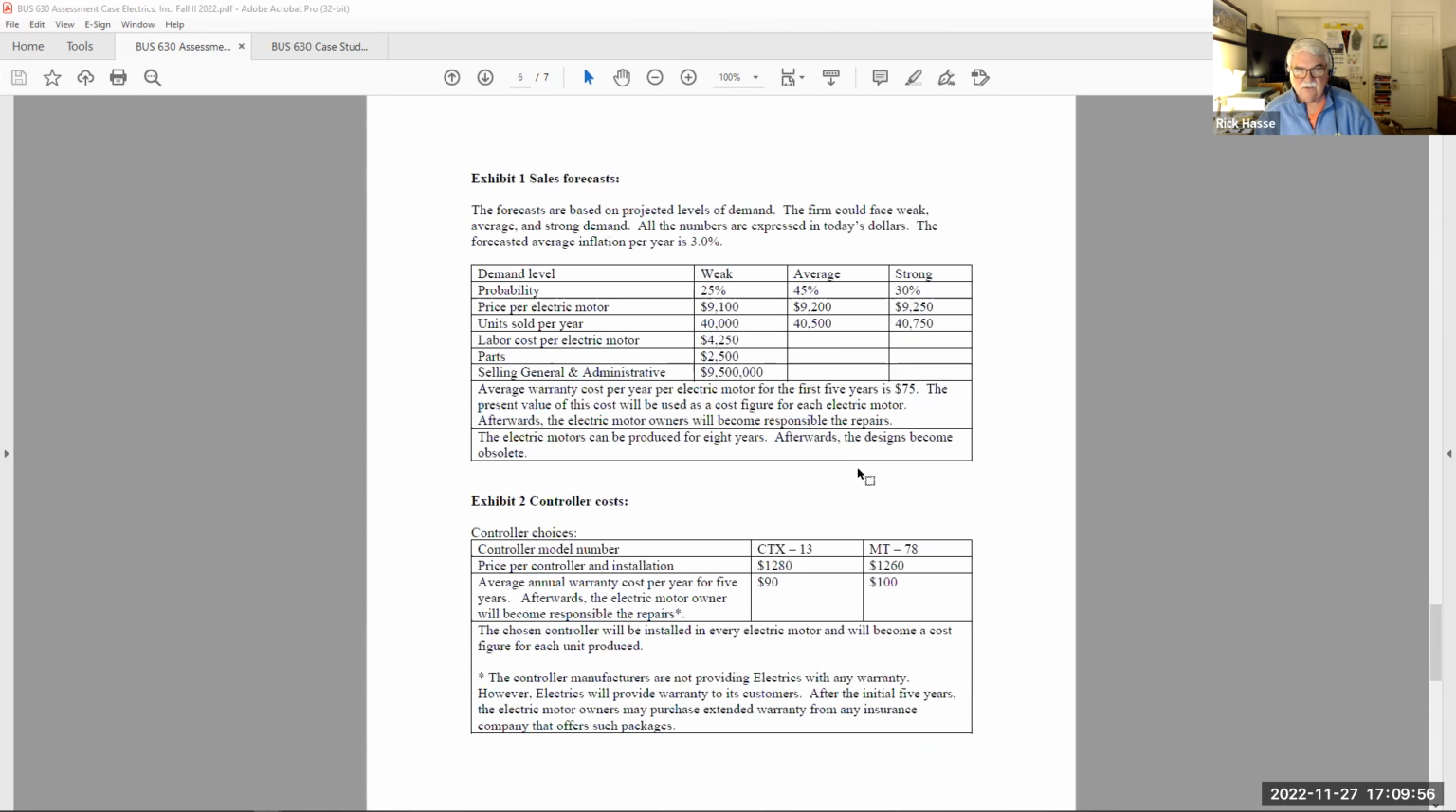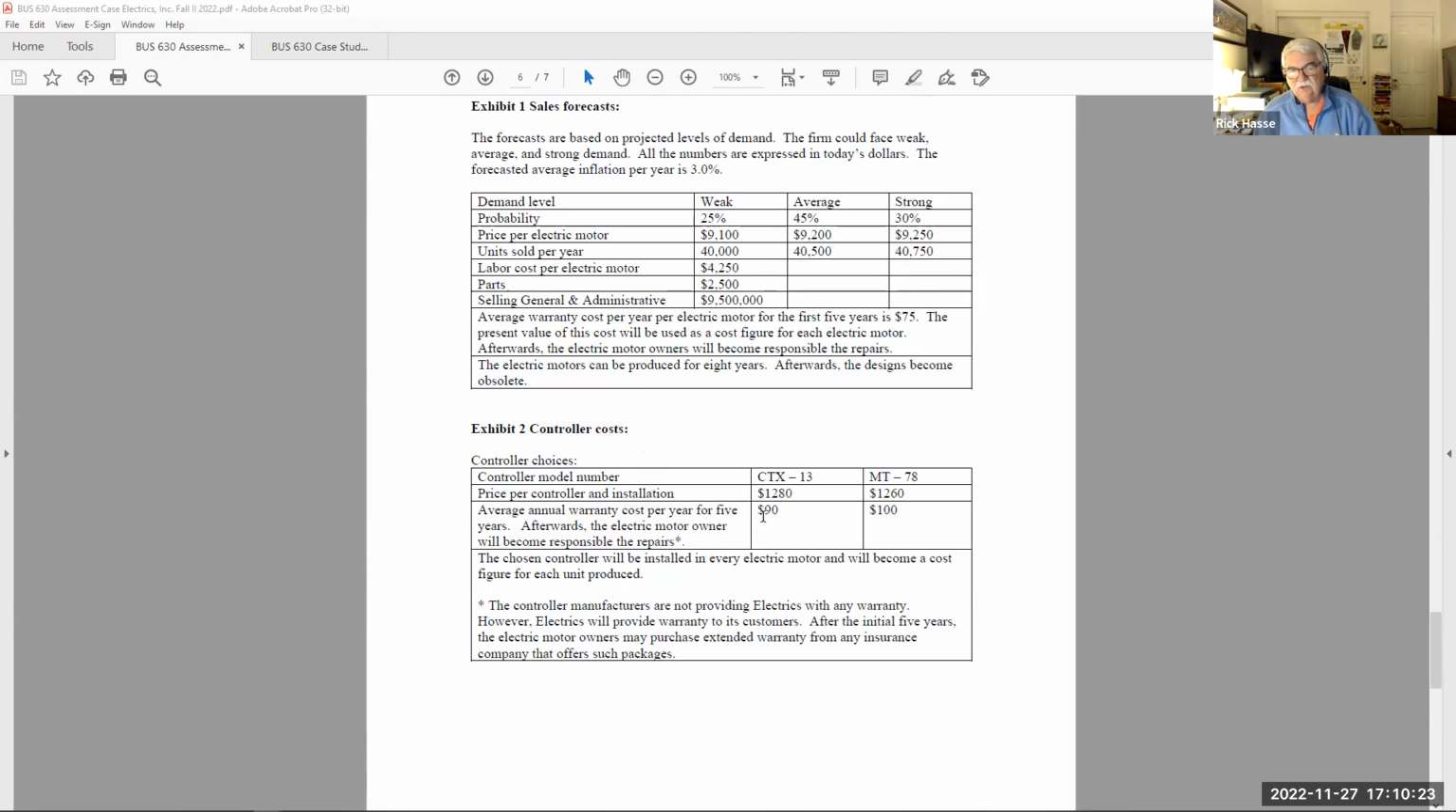And then I provide you with all the details. The different prices they'll sell the motor at. The average scenario is their base case. The units they'll sell per year. The cost per motor, the parts cost, the selling and general administrative expenses, warranty costs, present value is going to be needed to determine the warranty, and the controller costs. So you're going to combine these costs in with this cost. There's one analysis, and these costs in with this cost for another analysis.